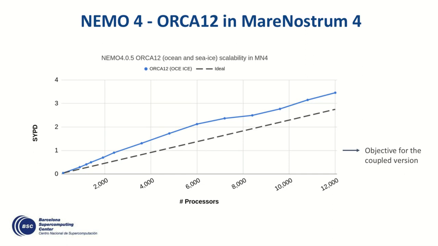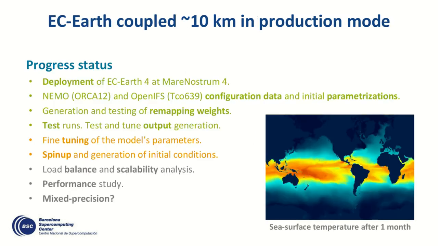And what I can show you for now is the scalability for the ocean standalone component. So this is the scalability for the NEMO model at this resolution, and we see that the NEMO model is now able to run at more than 3 years per day with 12,000 processors. So this is a good sign that with all the improvements in terms of coupler and I/O, we will be able to get over one simulated year per day for the coupled system.